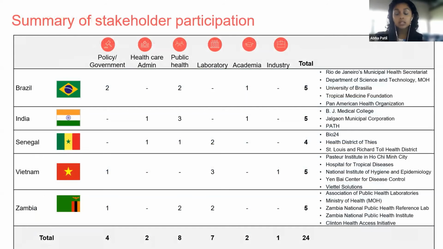Finally, the stakeholders we interviewed were across various functions from policy or government to laboratory experts, and you can see all the organizations we interacted with and received feedback from on the right, for a total of 24 stakeholders, pretty much evenly spread across the 5 geographies.